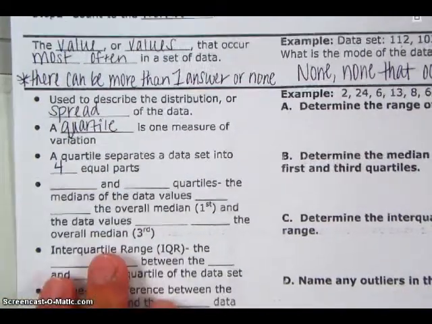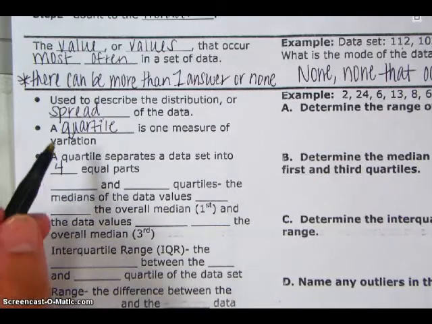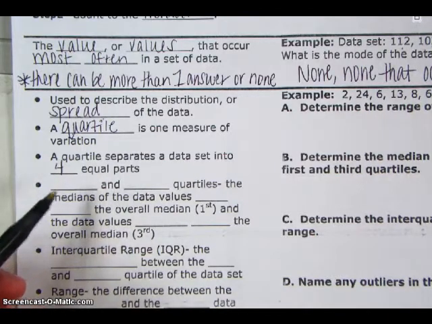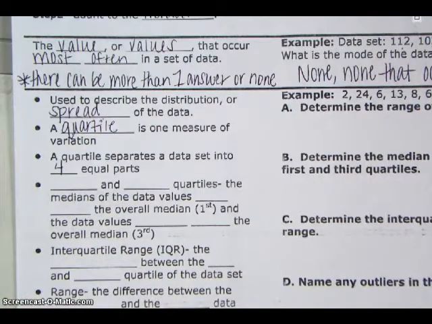And the way you can remember that is the prefix quart. You think of a quart, there are 4 quarts. You think of a quarter, there are 4 quarters in a dollar. So that's what will help you remember that a quartile separates our data into 4 equal parts.